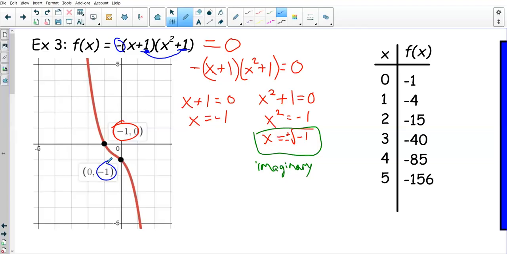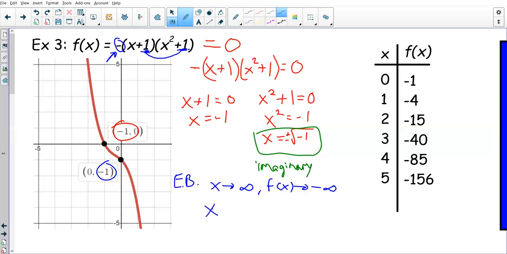cubic. If I look at the end behavior, we can see that the end behavior has changed slightly as x goes to infinity, because again of that negative sign out in front, I'm going to have negative infinity times infinity times infinity, right? Or negative big number times big number times big number, which is going to give me a negative value. So the function is going to approach negative infinity as x approaches infinity.